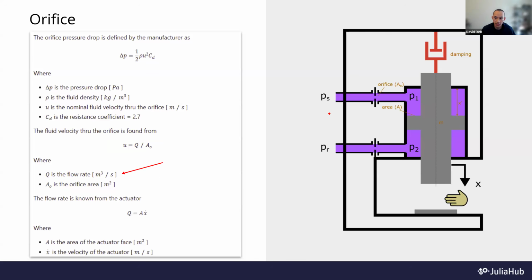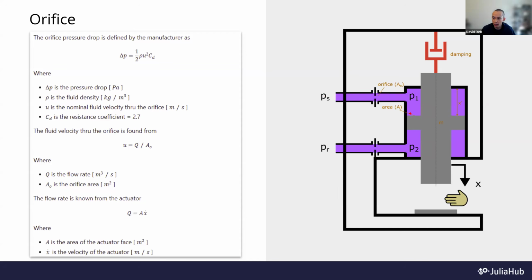So it follows that if Q is the flow rate through the orifice plate, and you divide Q by the area inside that orifice plate, you get U, which is the speed through the orifice plate. All right. And then the final equation here is we have Q is equivalent to A x dot. So Q we already talked about. That's just the flow rate, in terms of meters cubed per second through the orifice.